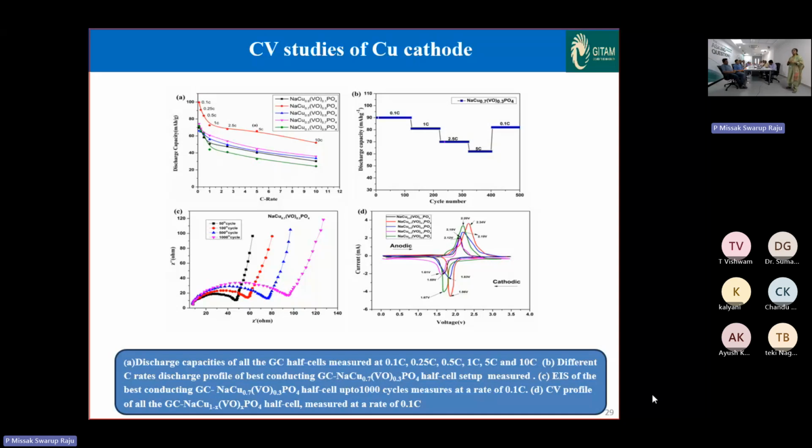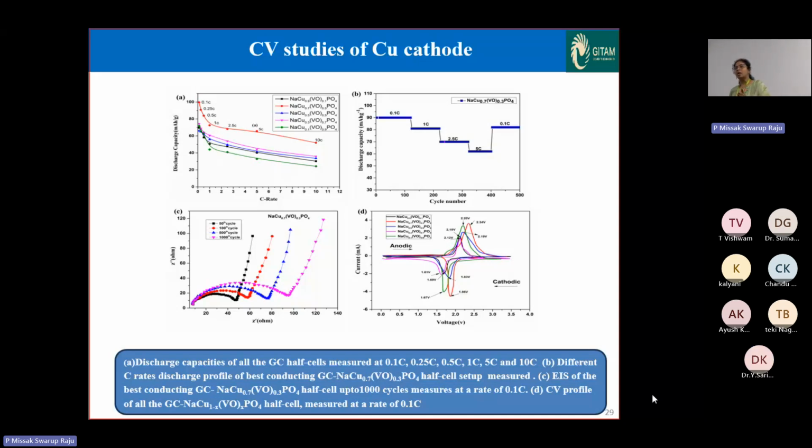Then the CV studies: here the anodic and cathodic values are also calculated. The potential window starts from nearly 0.3 volts and reaches 3.8 volts, and it is maintained between these two values. CV shows the relation between current and voltage. From these values, I calculated the polarization value from the anodic and cathodic values. The polarization value is lowest for the x equal to 0.3 mole percent.